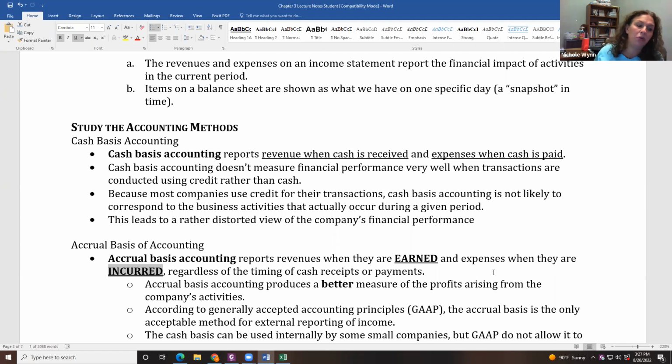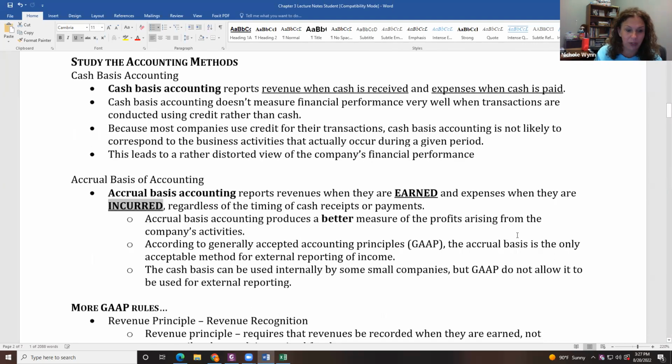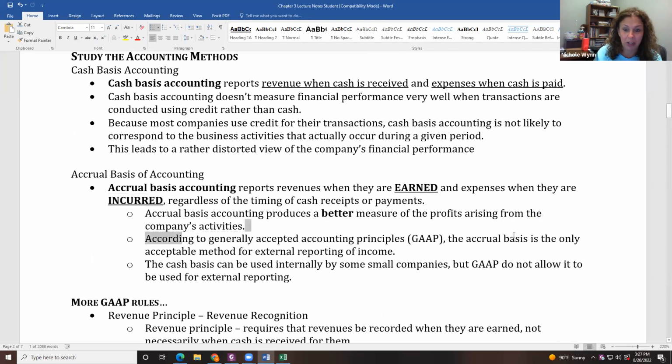So we have to use the accrual basis of accounting. According to GAAP, the accrual basis is the only acceptable method for external reporting of income. So if you are publicly traded, you have to use the accrual basis of accounting. You are still allowed to use the cash basis if you aren't publicly traded, and we use the cash basis for a lot of tax stuff. So we have to talk about both, but the accrual basis is what we're going to focus on.